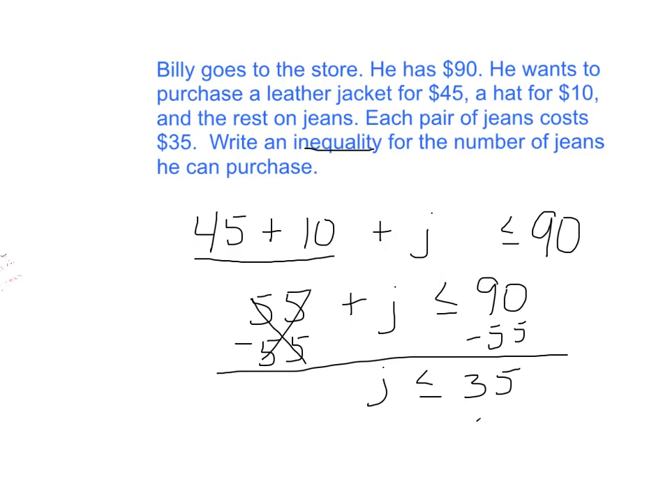But be careful, it's not saying how much money. It says, what's the number of jeans? So in this case, even though this is an inequality that's left, we could also say that the number of jeans he could buy, since we know that one pair of jeans, I should say, is $35. So in order to make this inequality true, he can either buy one pair of jeans or he can buy less than one. So I said J is equal to or less than 1.